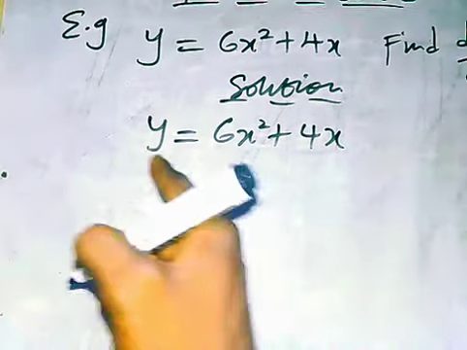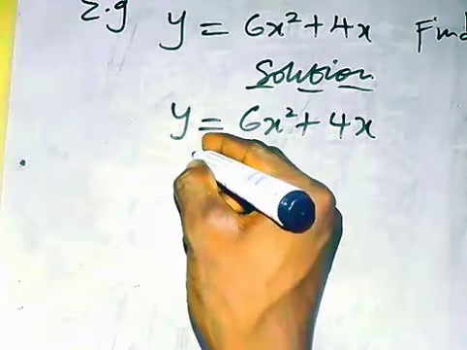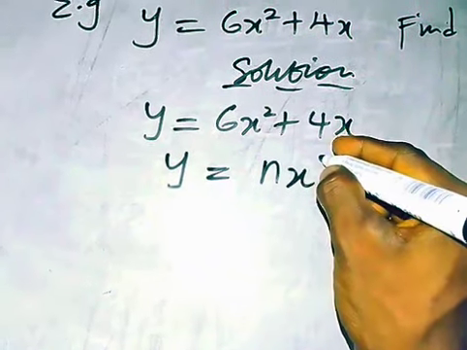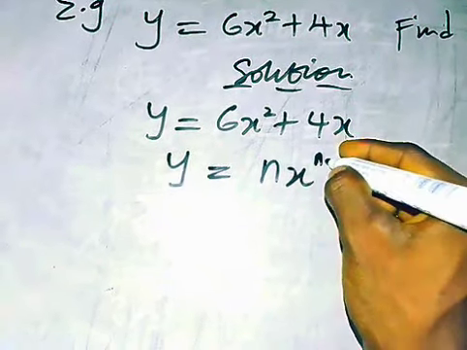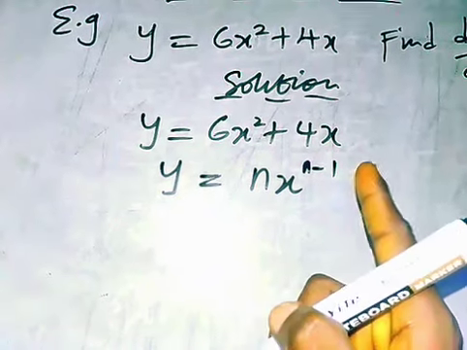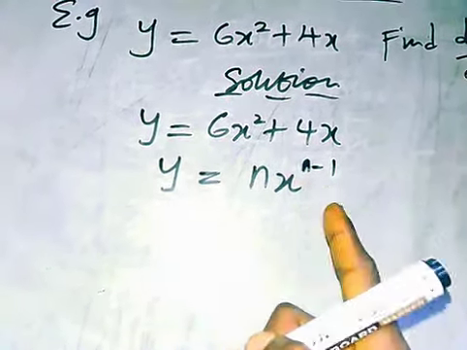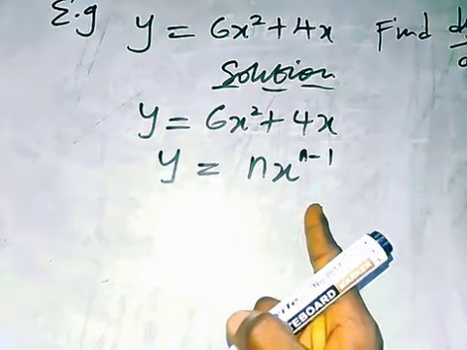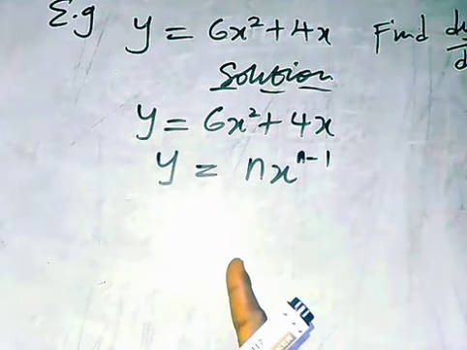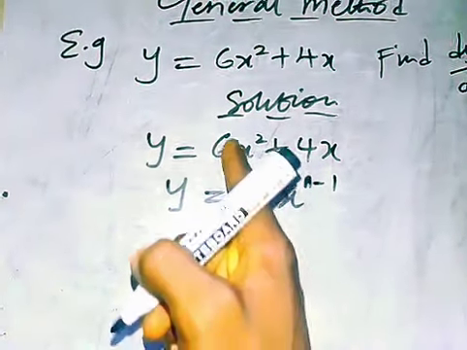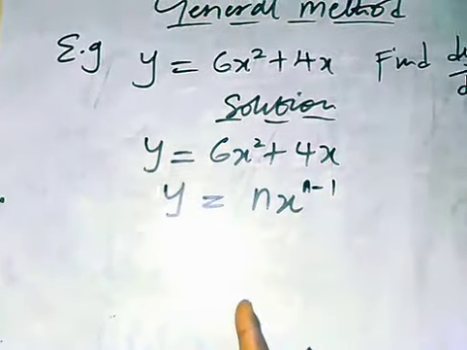to solve using the general method, the formula for this is dy/dx equals nx to the power of n minus 1. Alright? So this is what we are going to use to solve this. Alright, so let us try to use this and solve this. And before you can solve for this, we are going to differentiate part by part.